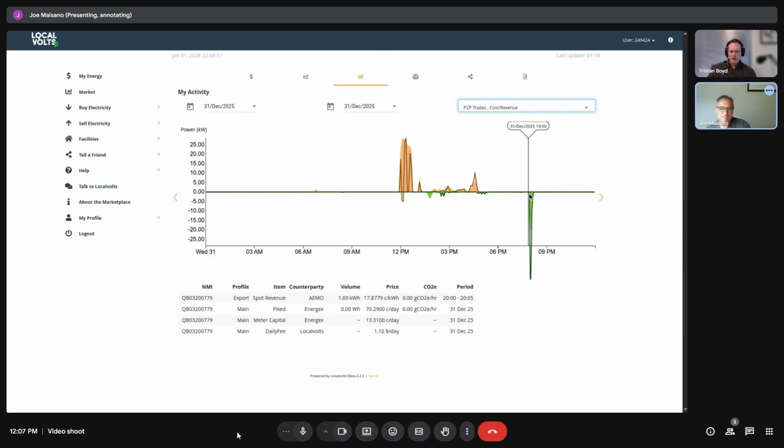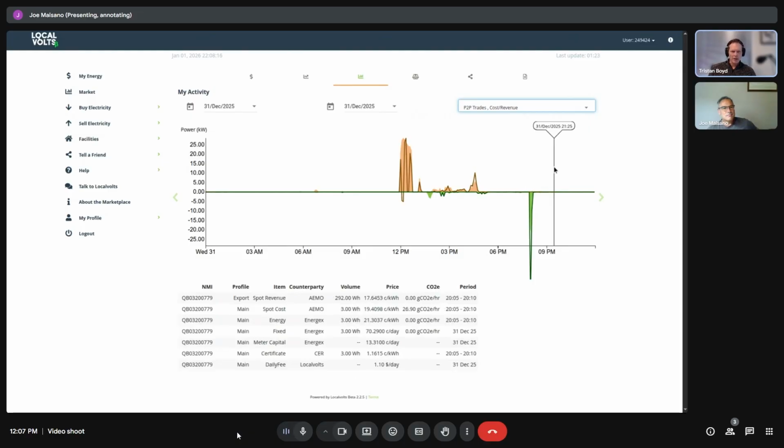So at the moment, I guess there's a lot of solar panel owners out there who are considering buying batteries.